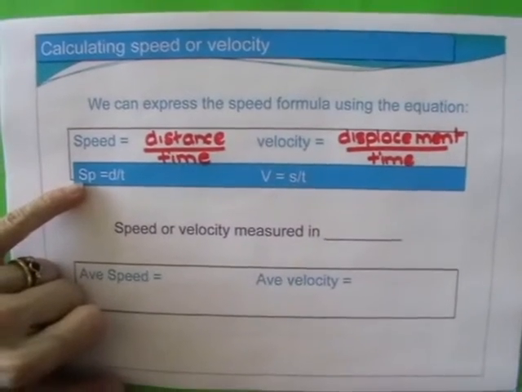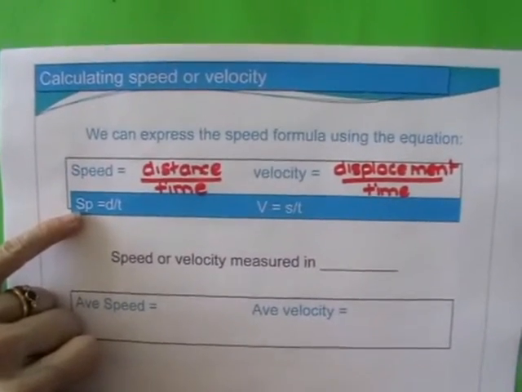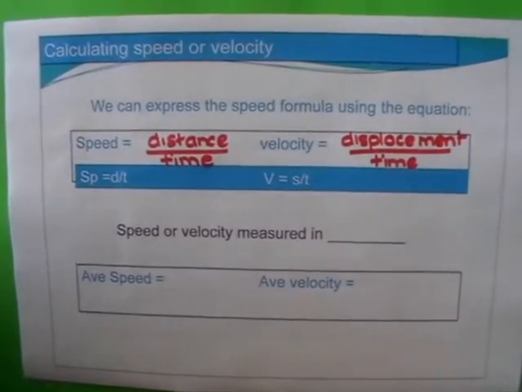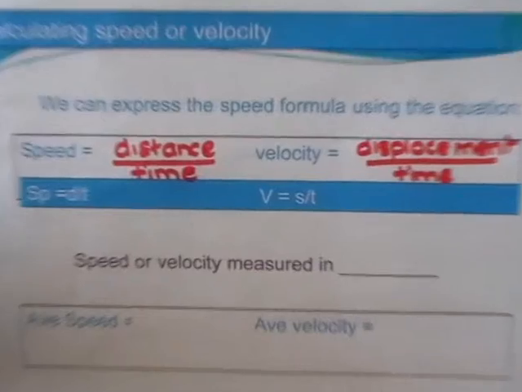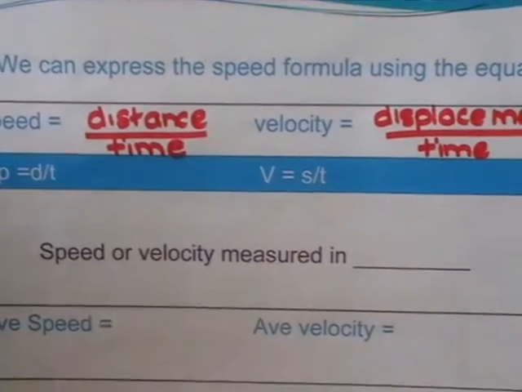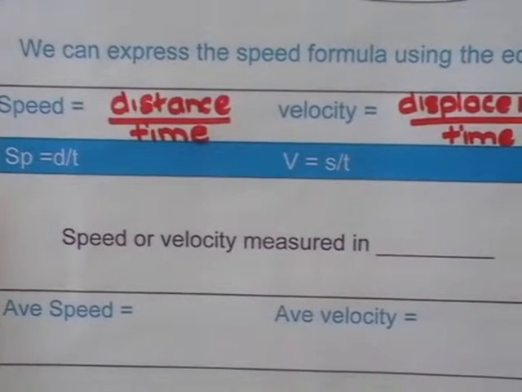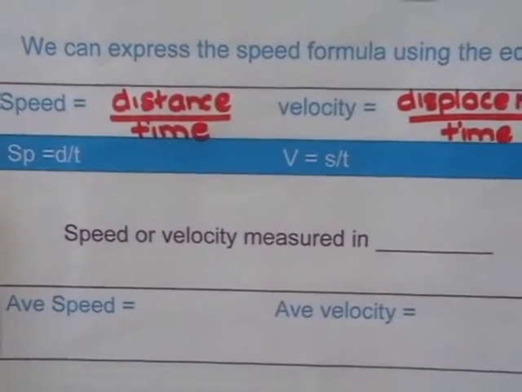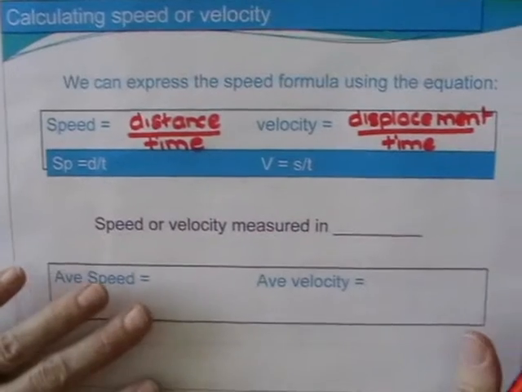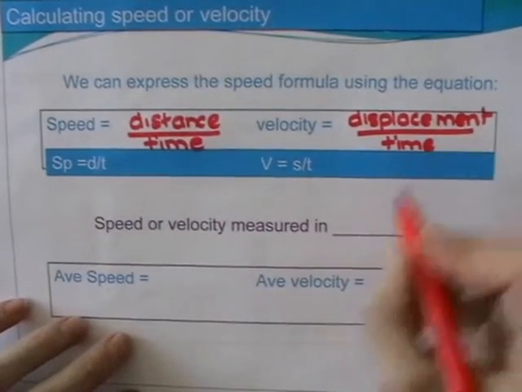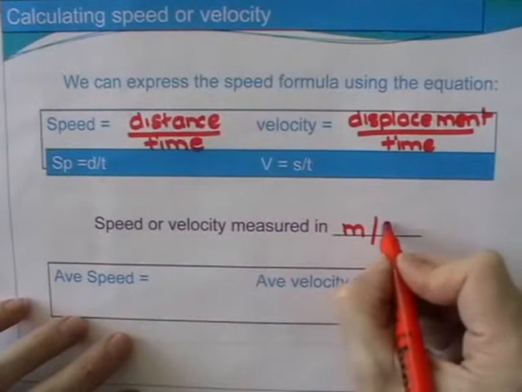I'm going to scan that a wee bit just so that you see that a wee bit better, if I can. So can you see that then? You can see that speed is distance over time and velocity is displacement over time. Now, because it's distance or displacement divided by time, then it's measured in meters over seconds, or meters per second.